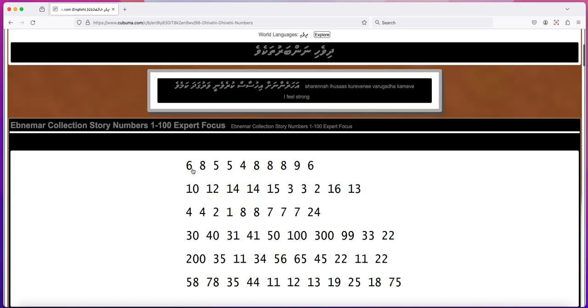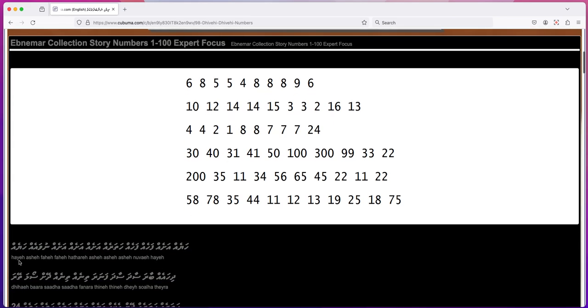So I think this is Haye and Ashe. 5 was, I forget what 5 was. 4, but Ashe, definitely 8 is Ashe. This is Nouveau, I think it was. Then Dhivehi, Dine, I think this was 10. So let's see if we get it. Okay, Haye, Ashe, Fahe. Oh, Fahe is 5. Fahe, Hatere. Ashe, Nouveau, Haye, Dhivehi. Bara is 12.